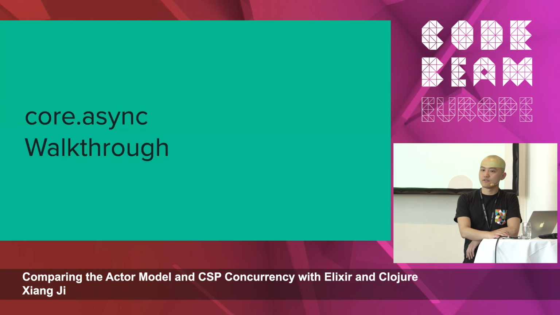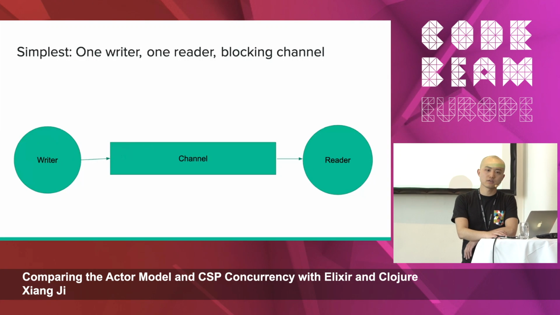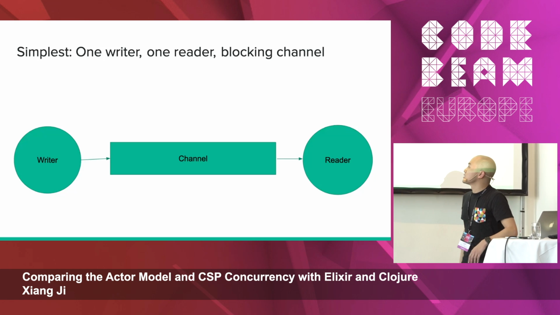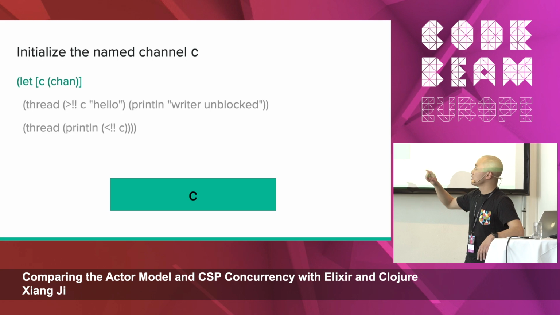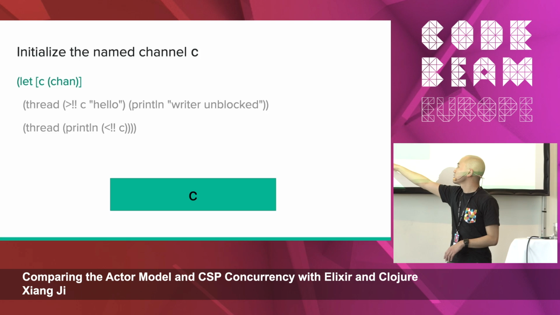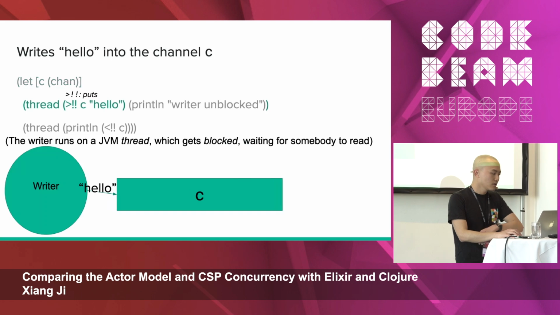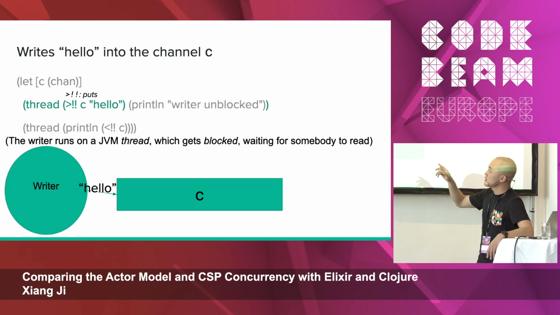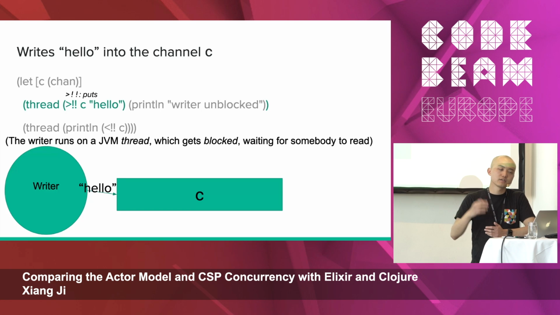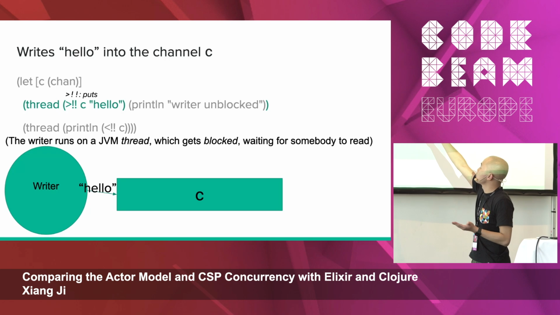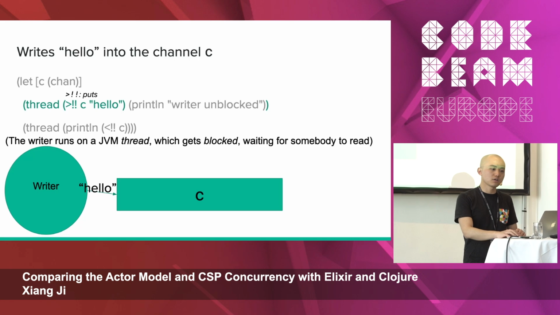Okay, so I'm going to do a walkthrough of a very simple case of core.async in Clojure. This is one writer, one channel, one reader. So first we initialize a channel, which we name c. So let's see, this channel, we initialize it here. And then we spawn a thread. This actually will run on a JVM thread. It would put hello onto the channel, but note what happens after it puts. It waits for somebody to read it. If nobody comes to read it, it will just wait there forever. So I actually have another statement, print writer unblocked, but it will not happen at the moment because it's blocked.